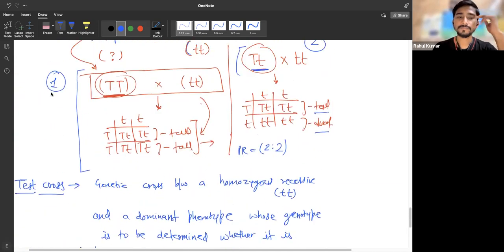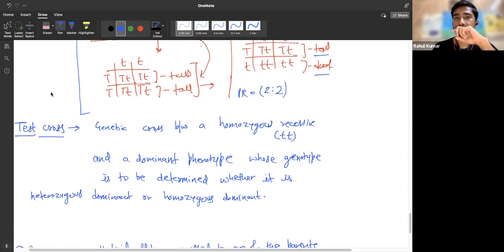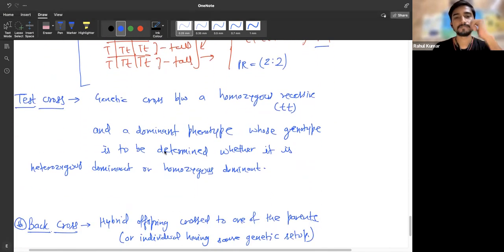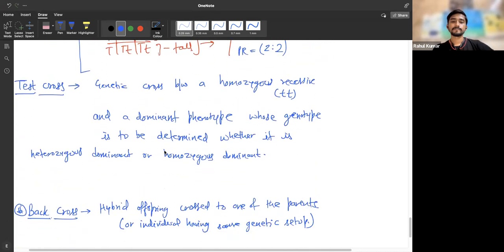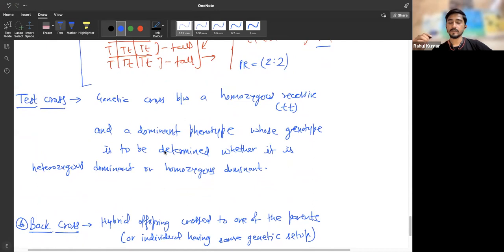Is it clear, everyone? Test cross, back cross, law of dominance, genotypic ratio, phenotypic ratio. Everything is clear? Yes, sir.